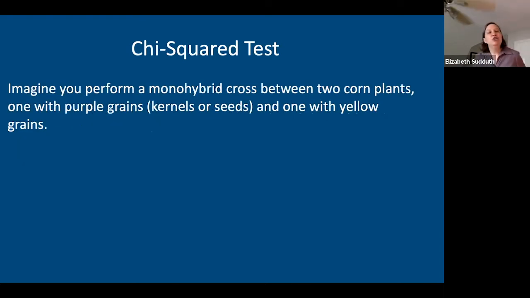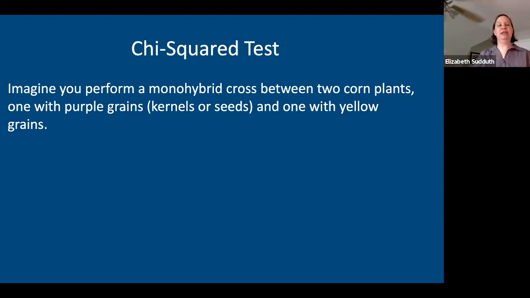So imagine that you perform a monohybrid cross, just one trait, between two corn plants. One has purple grains and one has yellow grains. The cool thing about corn is every grain of corn is a separate biological individual with its own DNA, its own genetics. It's a separate cross between the two parents. And so one ear of corn contains hundreds of different crosses between the two parents.